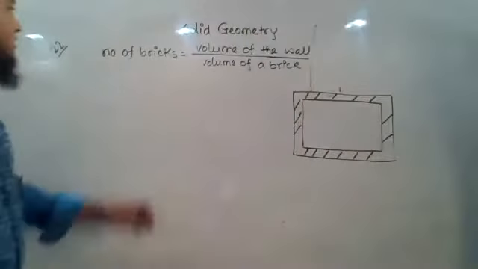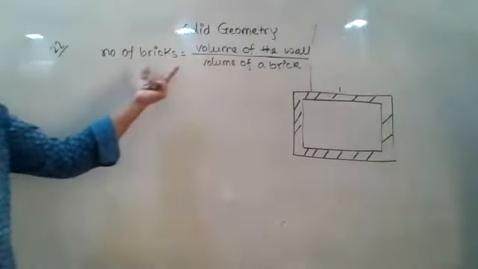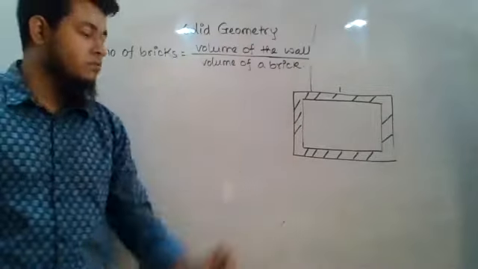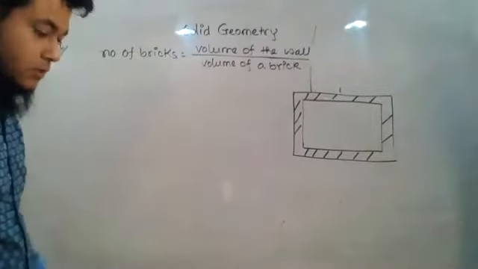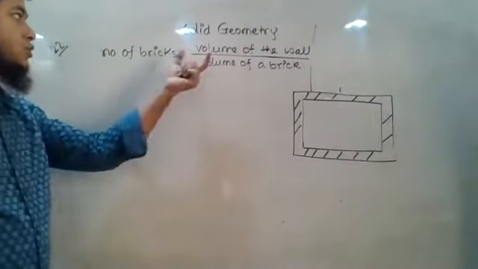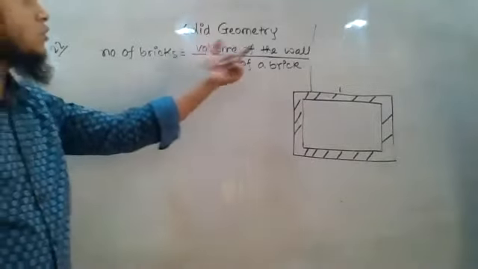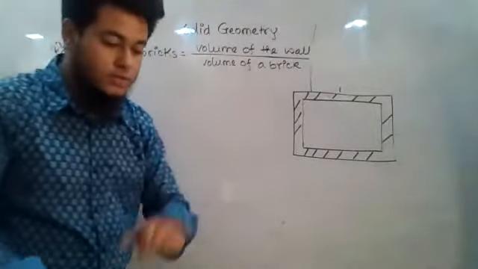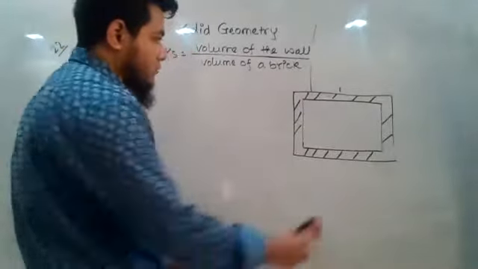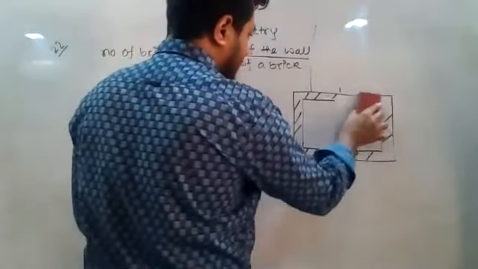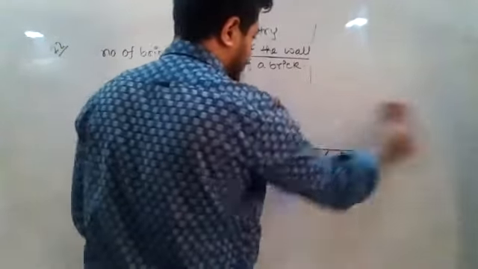So again, this is going to remain same. Number of bricks is equal to volume of the wall divided by volume of a brick. Okay. So now I will show another method to calculate the volume of the wall. How we can do that? Now, I will erase it.